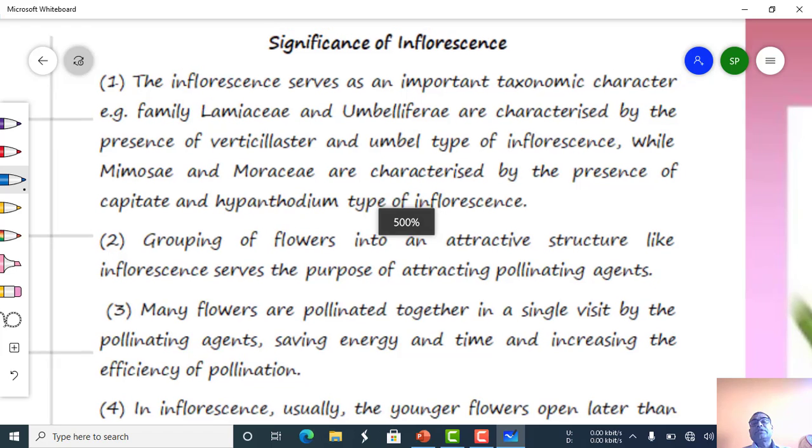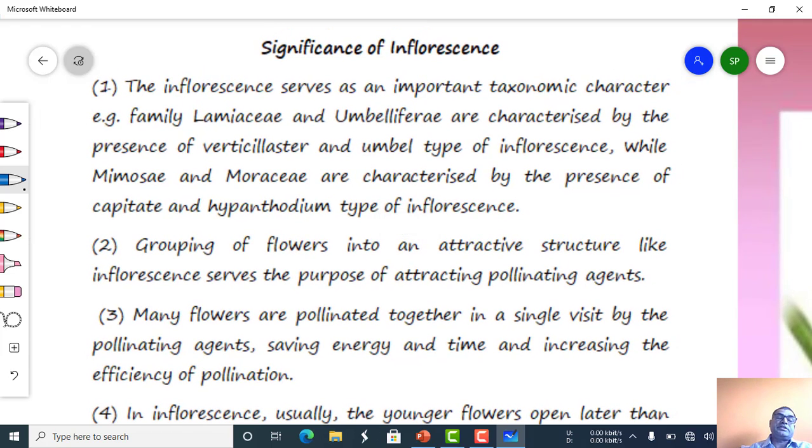Just see what the significance of the inflorescence is. The first significance of inflorescence is to serve as a taxonomic character. What is taxonomy? What are the points considered in taxonomy? Identification, classification, and nomenclature. These are the points which are generally considered in taxonomy. So, in taxonomy, a certain type of inflorescence is a characteristic feature of a particular family.